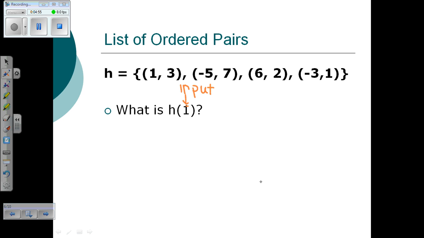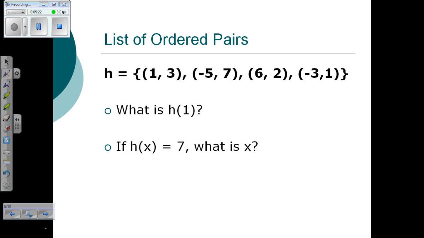Okay, so if the input value is 1, what's the output value? Well, I have to remember now what input means. Input is x. So I'm really asking you, what's your y value if your x value is 1? So the answer to that would be right here, 3. So h of 1 is 3.